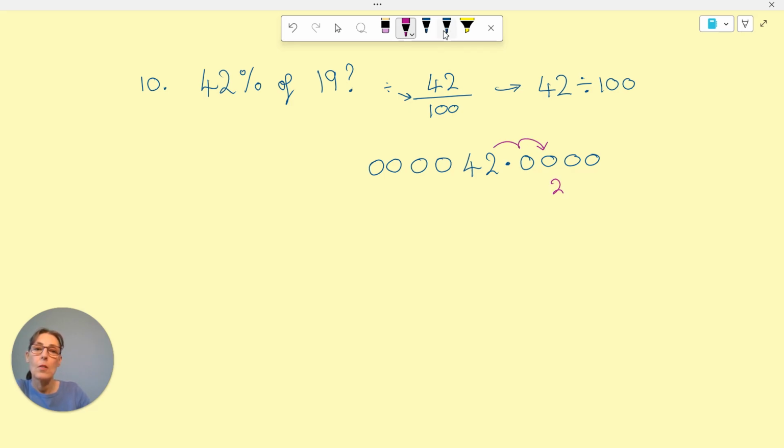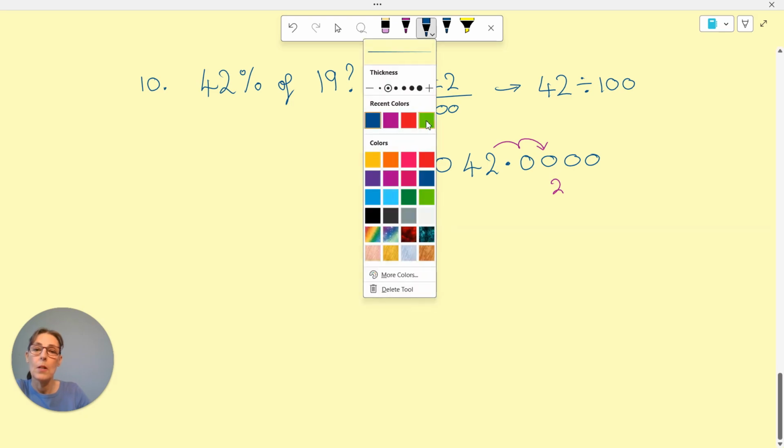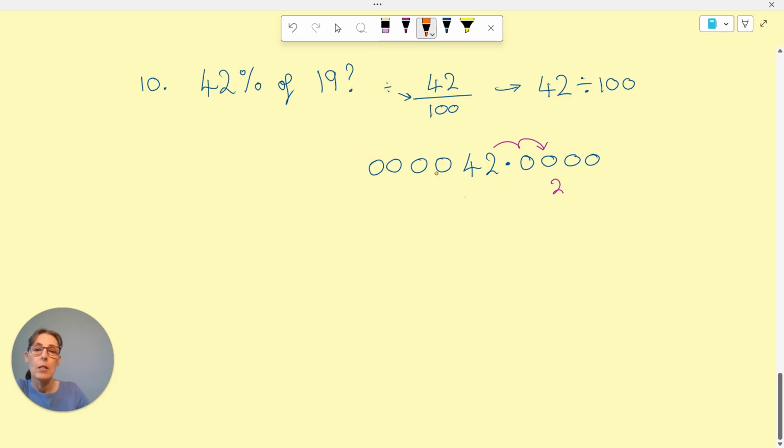That's where the 2 goes. And then, why have I got 2 blues? I have an orange. And my 4 goes there. So 42 divided by 100 is 0.42. Now you're thinking, why does she want to know that? Well, I can type into the calculator 0.42 multiplied by 19. And that's going to give us the answer.